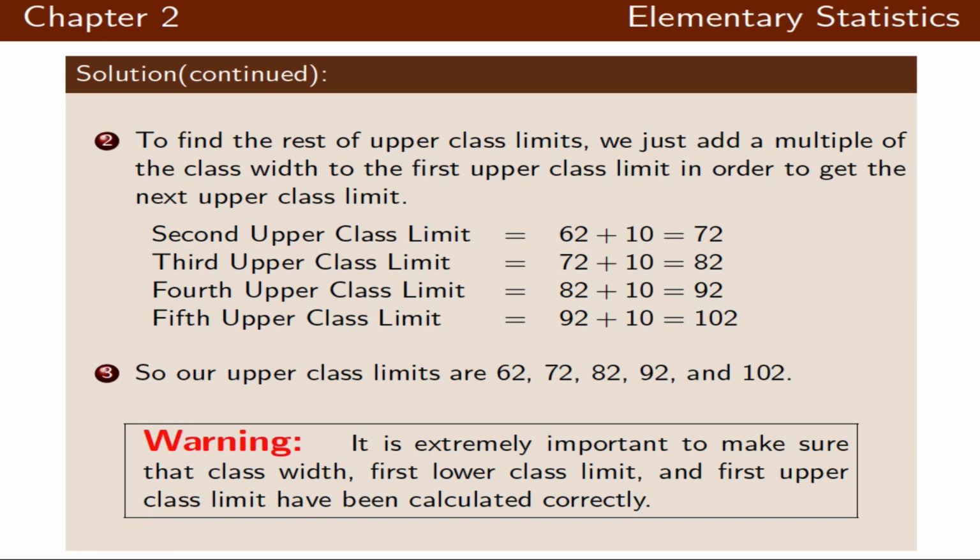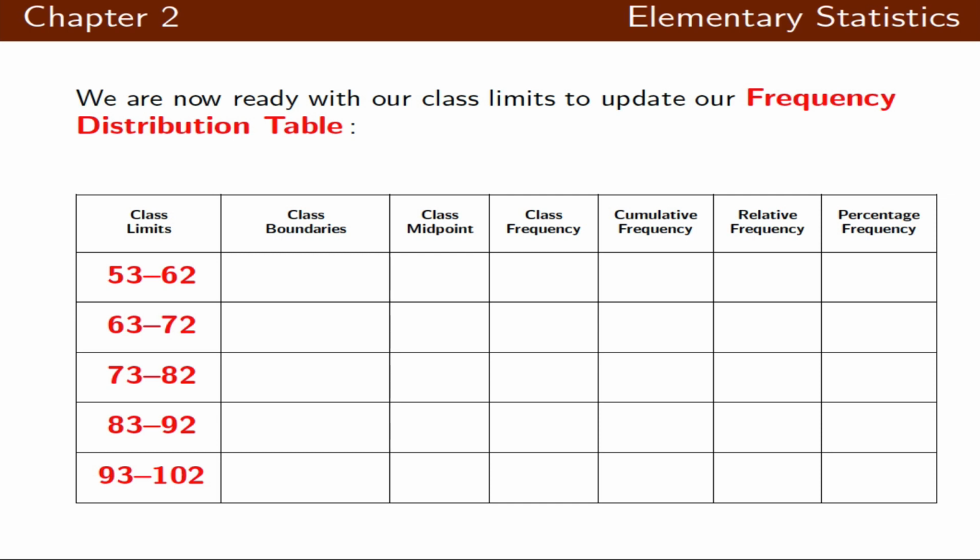Now, I need to mention that it is extremely important that we make sure that our calculation in the beginning is correct, because if we make a mistake now, it's going to affect the rest of the process of building a frequency distribution table. So in the column that we say class limits, we have 53 to 62, that's one class, 63 to 72, that's the next class, and so on and so forth.